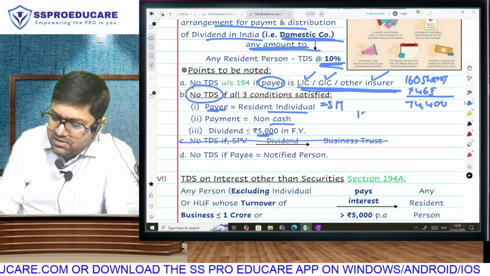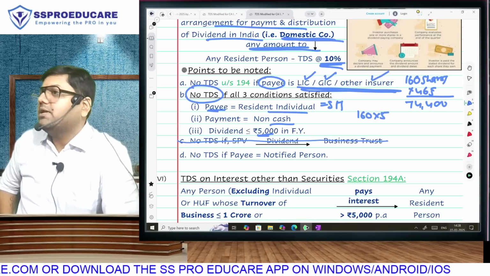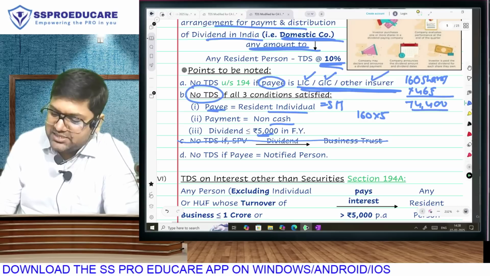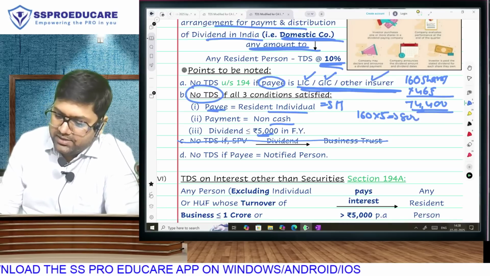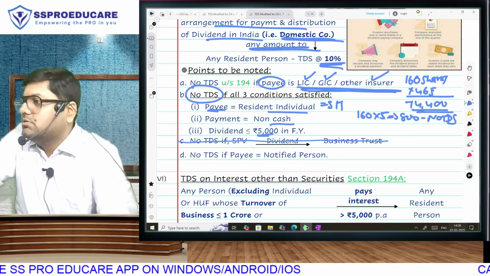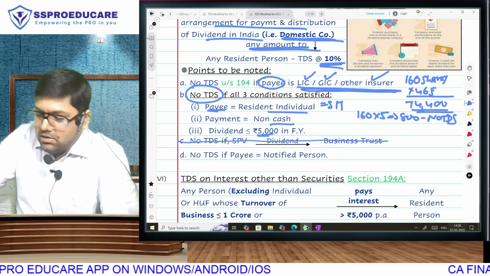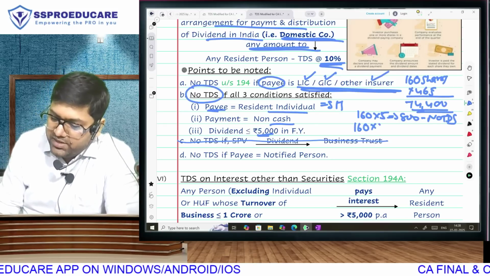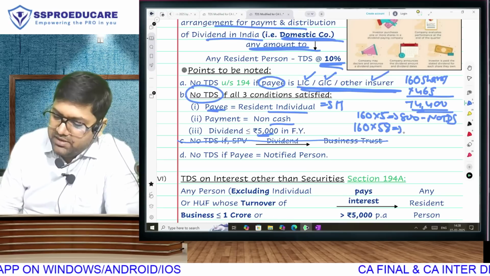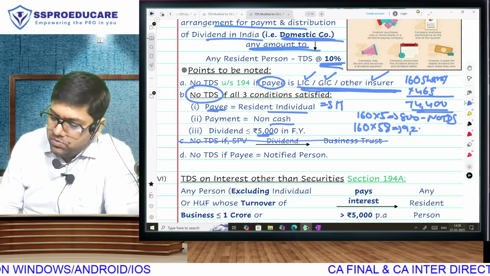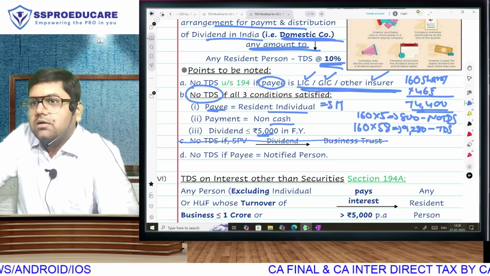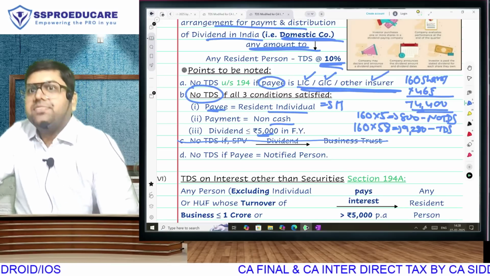BPCL first declared 5 rupees per share at the beginning of the financial year. So they gave me dividend of, I had 160 shares, no? They gave me dividend of 800. BPCL did not deduct my TDS. Why? I am a resident individual, less than 5,000. Then in the same year, BPCL declared 58 rupees dividend. 58 rupees per share, giving me dividend of 9,280. They deducted TDS. Why? Aggregate has crossed 5,000, and that is only between BPCL and me.